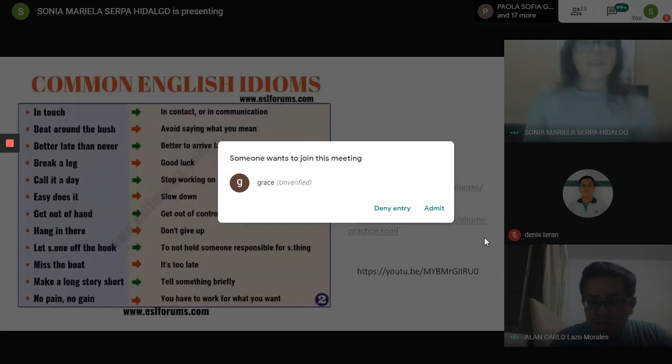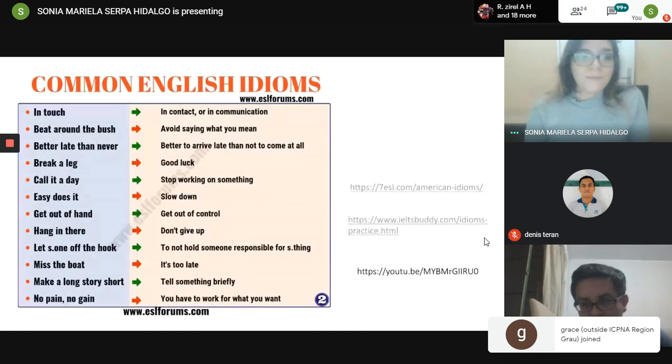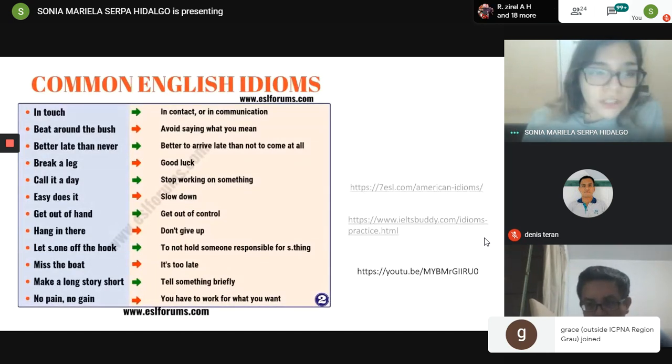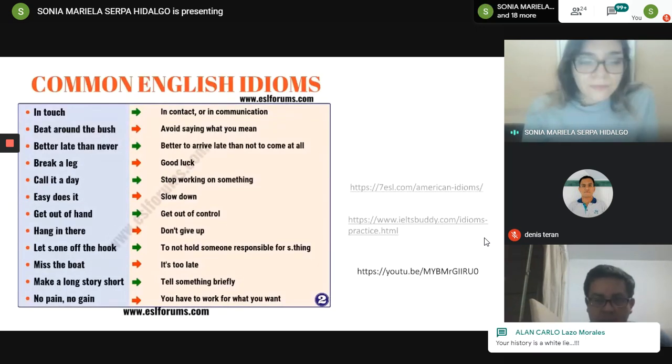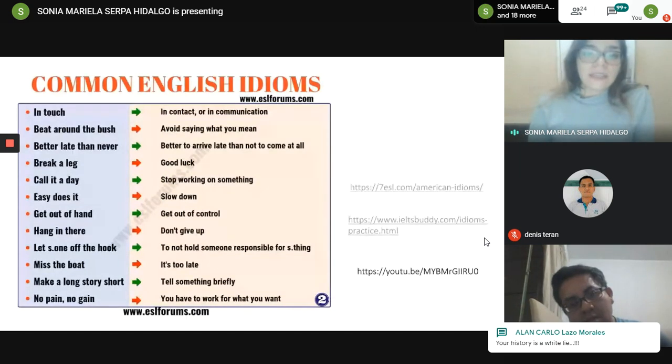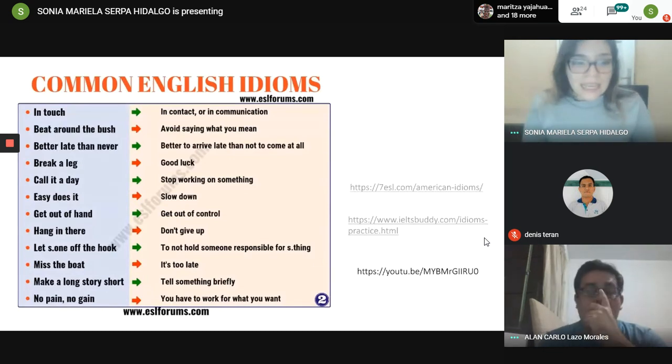Some common English idioms you've probably already seen: in touch, or in contact, or in communication. Beat around the bush, avoid saying what you mean. Better late than never, better to arrive late than not come at all. Break a leg is good luck. Call it a day, stop working on something. Easy does it, slow down. Get out of hand is get out of control. Hang in there is don't give up.